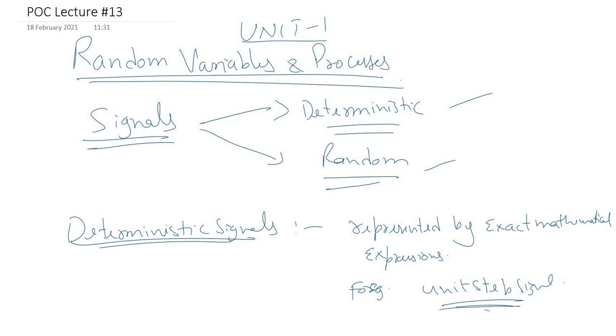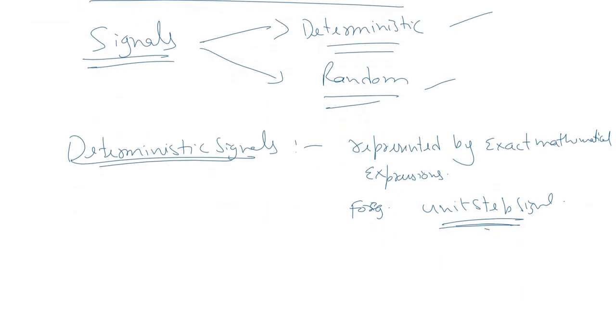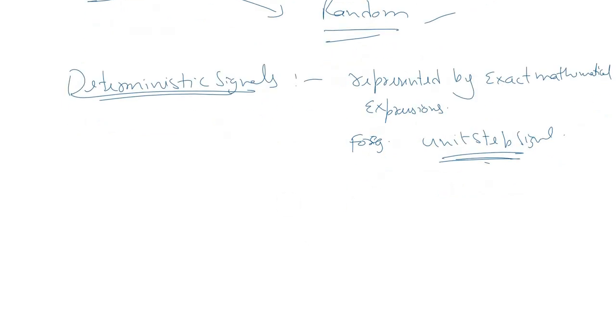So I'm repeating once again, deterministic signals are those which can be reproduced exactly, or they can be represented by exact mathematical expressions. We are aware of the outcome of that signal at any particular instant of the independent variable on which the signal is dependent, right? Like time.